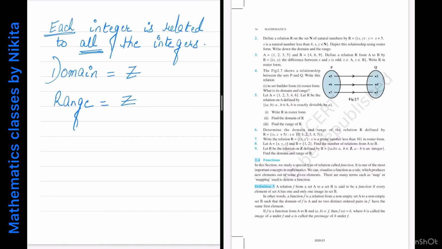So we have finished the exercise 2.2. In the next lesson, I will be defining what functions are, a very important concept.